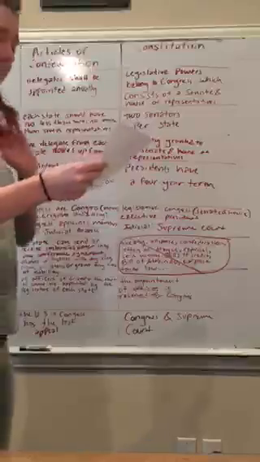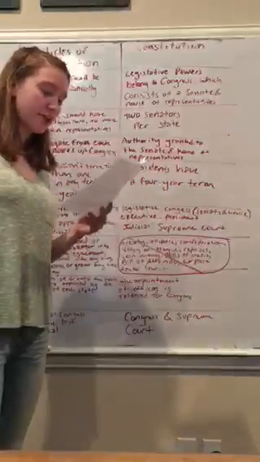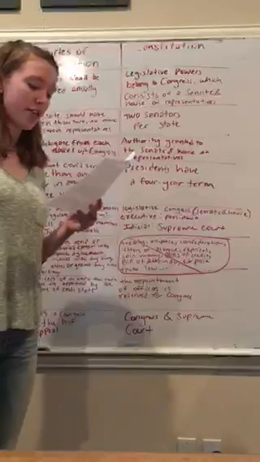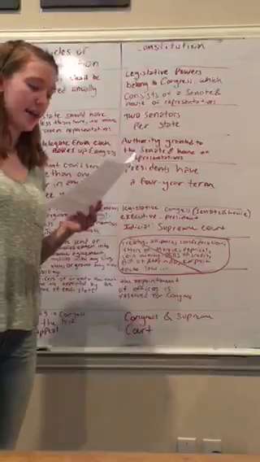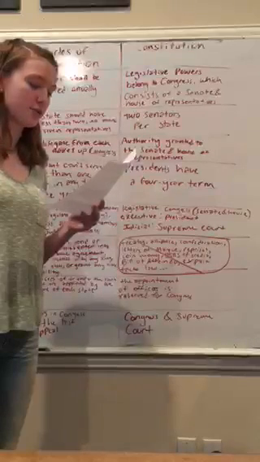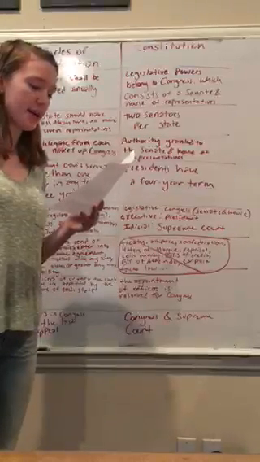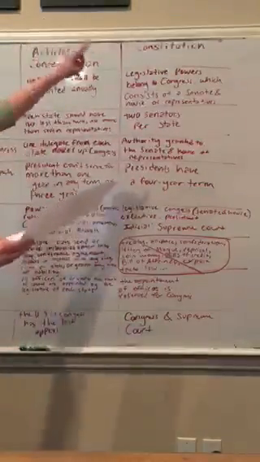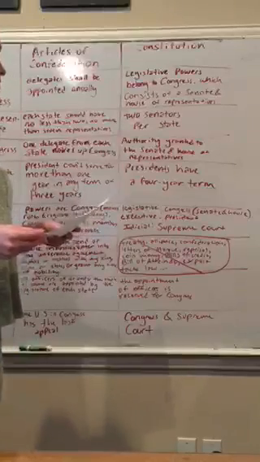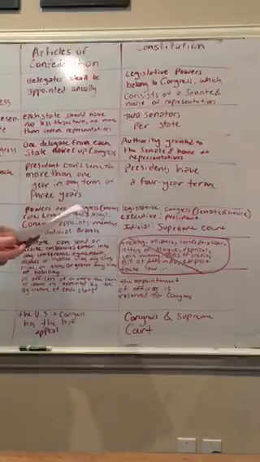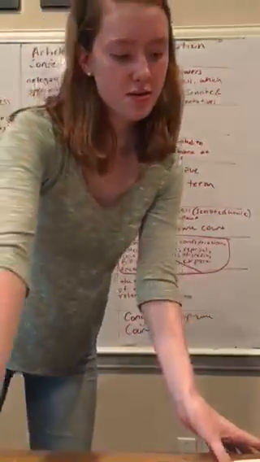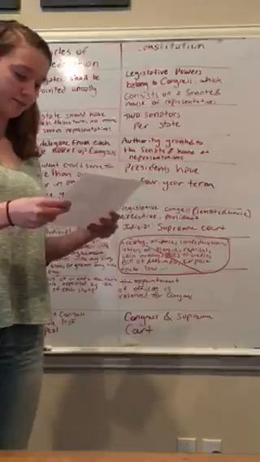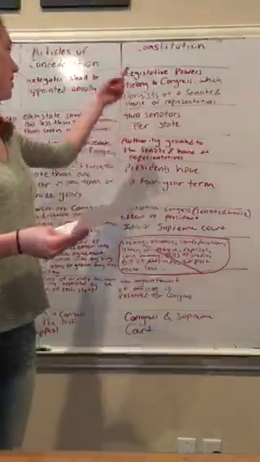For the Constitution, it says, the Congress shall have power to dispose of and make all needful rules and regulations respecting the territory or other property belonging to the United States, and nothing in this Constitution shall be so construed as to prejudice any claims of the United States or of any particular state, according to the Constitution. But also, it belongs to the Supreme Court as well, according to the Constitution.